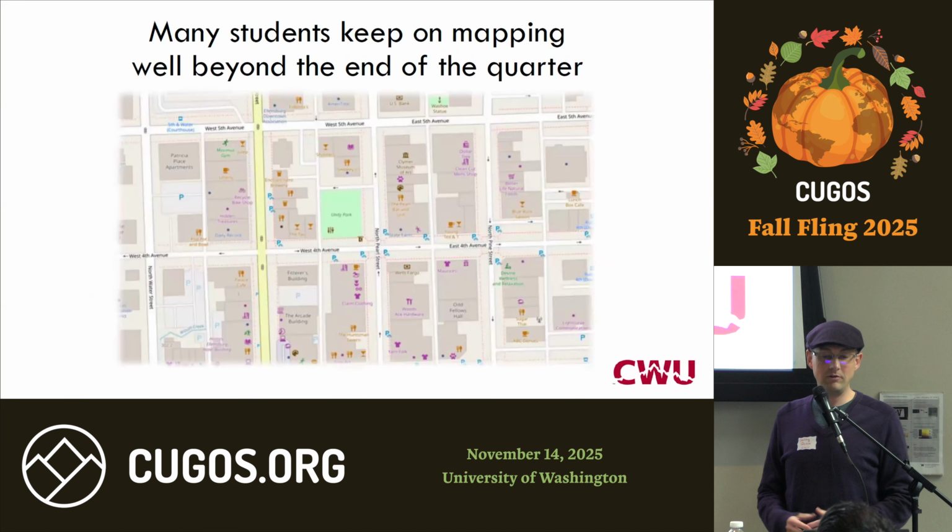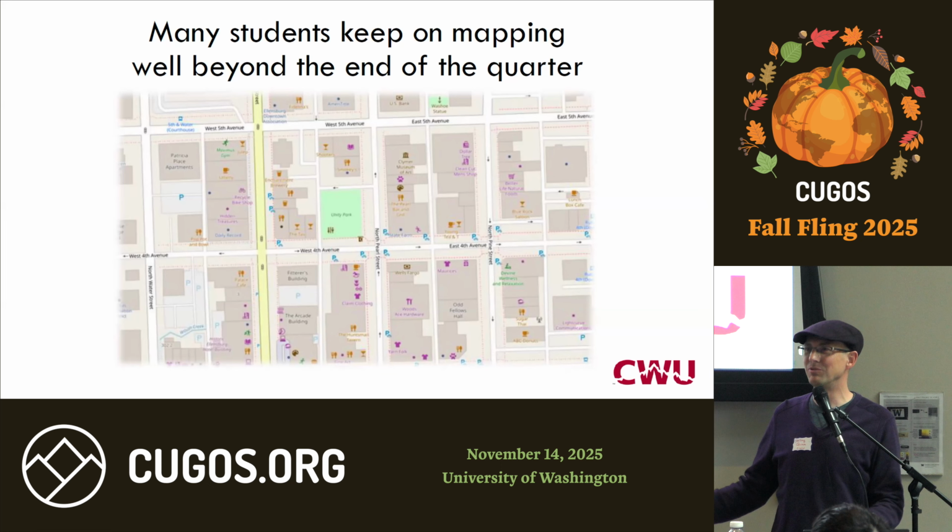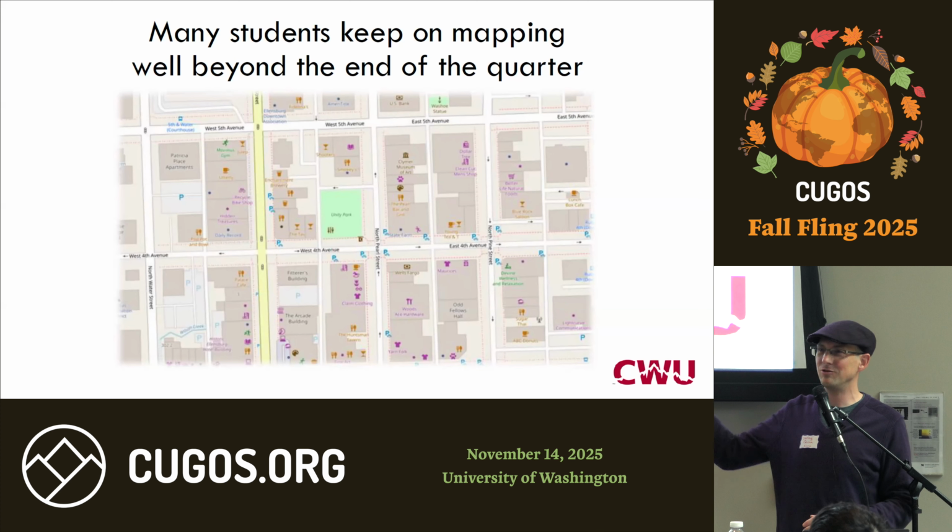What we found is many students keep on mapping well beyond the end of the quarter. So we want to grow. I would love to grow a lot of lifelong mappers. I know that realistically that's not the case with every student, that they'll continue doing OpenStreetMap, but I believe that many do. A piece of circumstantial evidence that I have is the map of Ellensburg is pretty detailed, and I know that my students didn't do all of this in the class. I believe that they are continuing to work on the map there.